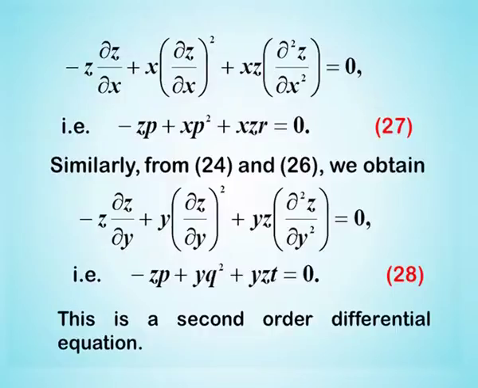This is a second order differential equation. If that is so, then we have shown how the arbitrary constants are removed and we get a second order differential equation. In the first two examples, number 1 and 2, we have come to understand how we eliminate a and b to get a first order differential equation. Now what we do is the second order differential equation.